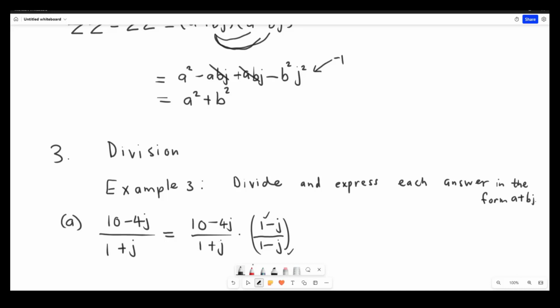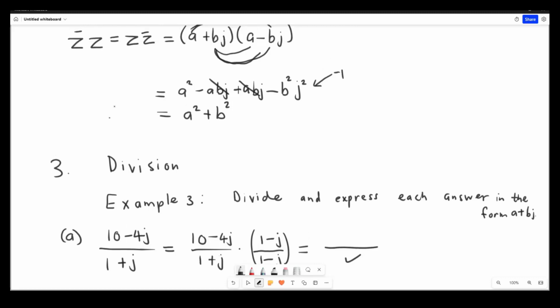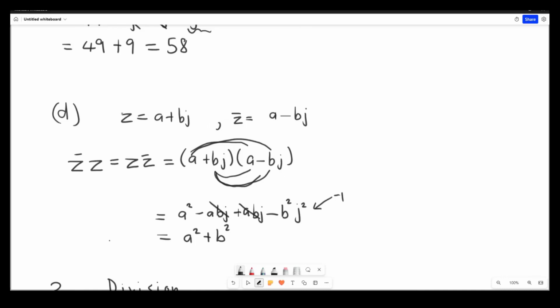Right. So, because we have prior results on complex conjugate multiplication, we know that a minus bj times a plus bj is a squared plus b squared. So I don't expect there to be a problem when we write down the denominator's answer. Can anyone tell me what the answer is in the denominator, based on the result that we encountered in D?